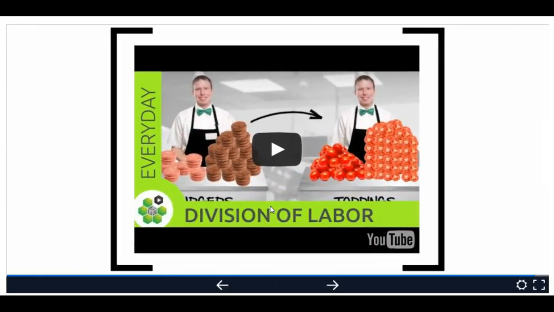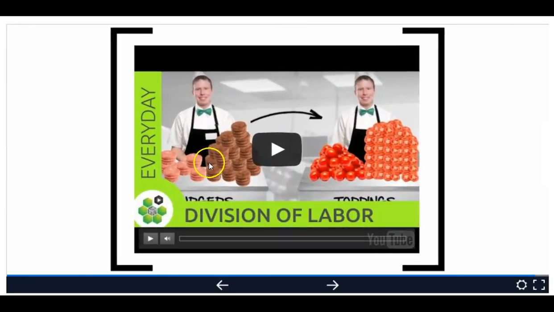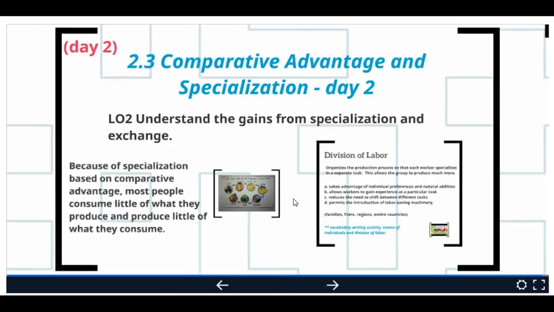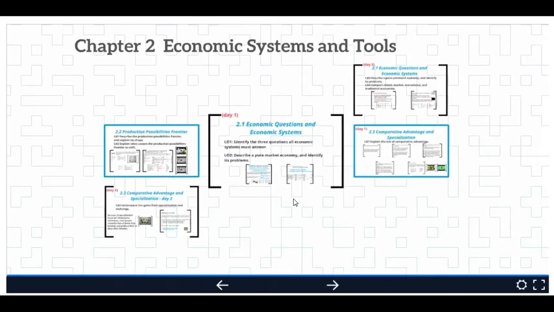And here is your division of labor example, and they're going to talk about making hamburgers, and it's sort of fun. And that is Chapter 2 in a nutshell. Nice work.